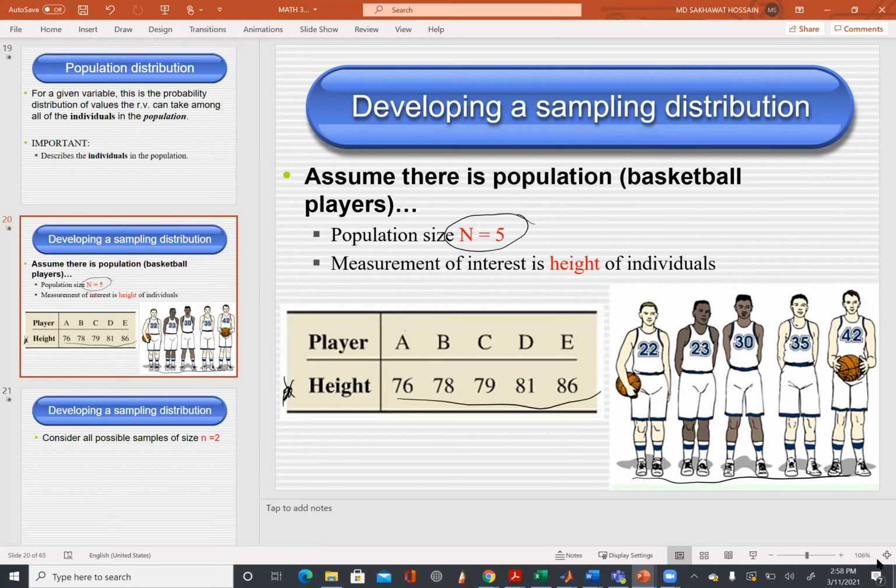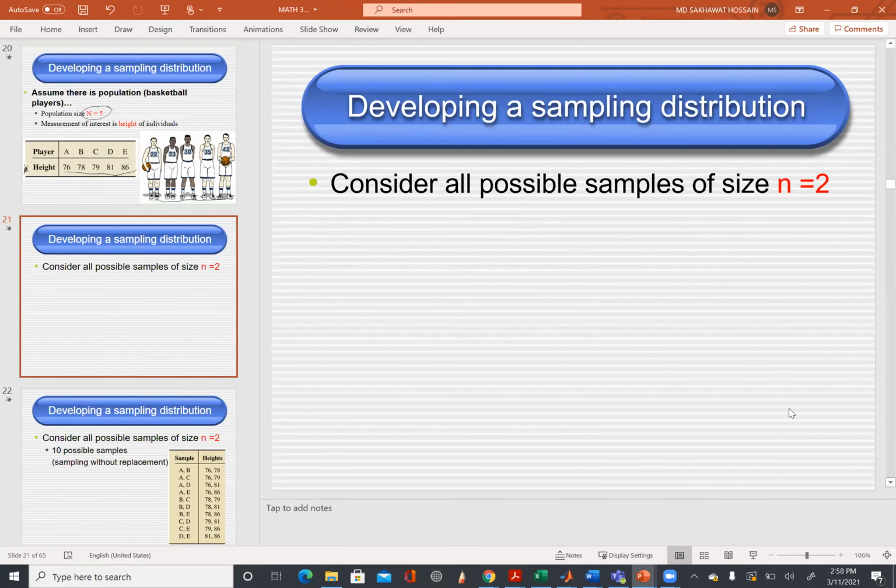The population size is 5. So now we can take different samples. Consider all possible samples of size n equals 2. We want to collect a sample where the sample size is 2. That means we'll only select 2 players from these 5 players. Now, how many ways can we do this selection?